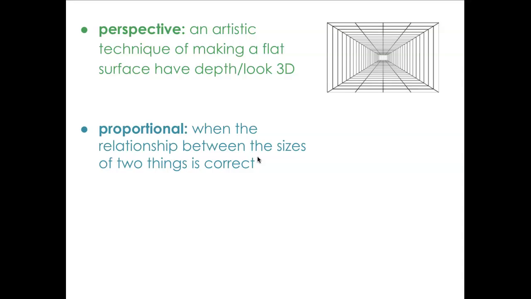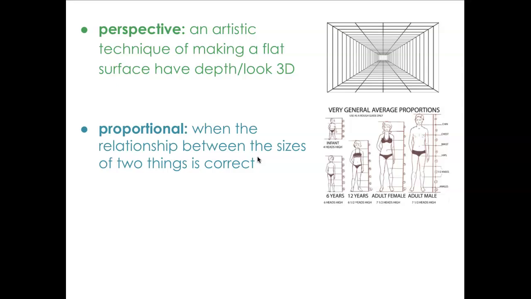Okay, proportional. This is when the relationship between the sizes of two things is correct. Okay, so a lot of this is going to be with body sizes, right, that we see in art. Okay, so for example, an infant is going to be 4 heads high, whereas an adult is going to be 7.5, right? A child is going to be 6.5, and so things need to be the correct size when they're right next to each other. And so, like I said, in this case, it's going to be referring more to the human body being proportional, right? Like your head being proportional to your shoulders, to the length of your arm, to your torso, to how tall you look, etc.